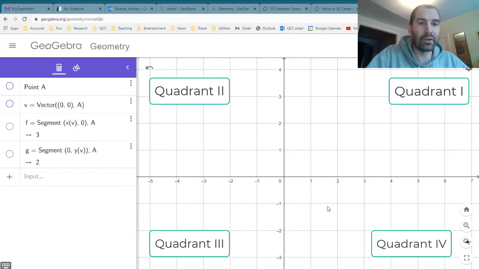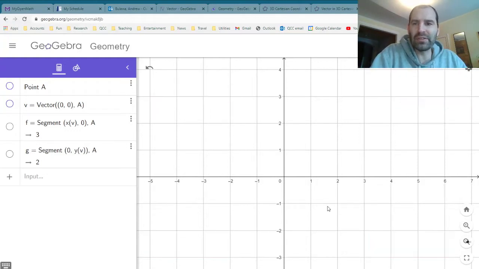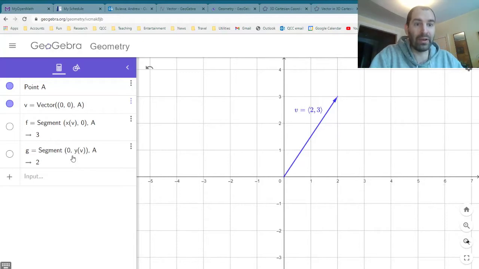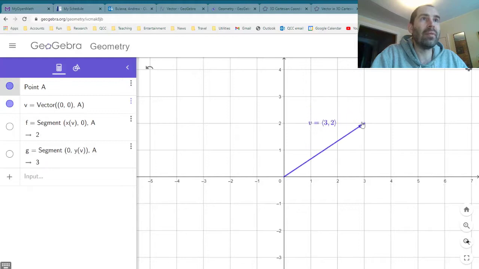Sometimes you'll hear people talk about the quadrants to give you an idea of where things are located. And we talked in some previous videos about vectors. Let me plot a vector here. I put this vector in standard position because you always can put vectors in standard position. And you can see we have vectors that we can draw in our two-dimensional coordinates.